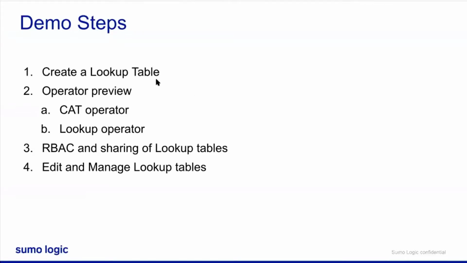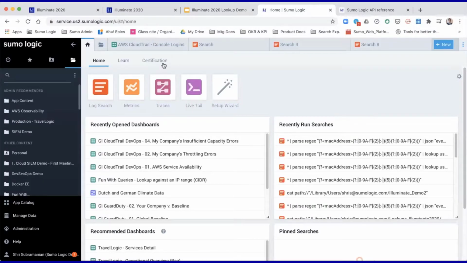And if we have a mapping of these MAC addresses with the exact identity of the users, such as the username, then we can use lookup tables to enrich these logs and identify not just the MAC addresses, but who these users are and what the most common actions they're performing are. So it's a very simplified use case that I'll quickly demonstrate. In terms of the demo, I'll show you how we create a lookup table, some of the operators, a preview, and I'll show you the RBAC sharing and the edit and manage functionality as well.